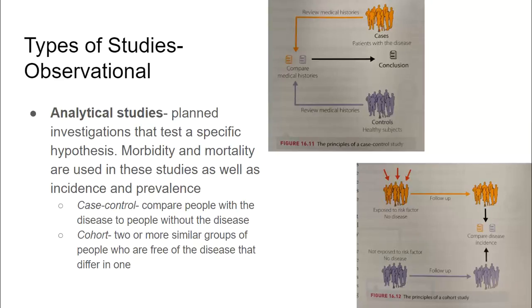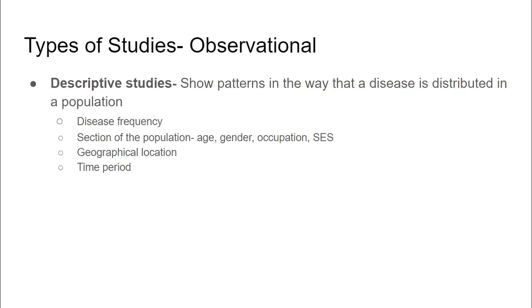When we talk about descriptive studies, these show patterns in the way a disease is distributed in the population. So we can look at the frequency of disease, a section of the population, where we can look at age, gender, occupation, or socioeconomic status. We can compare geographical locations, or we can in fact look at different time periods.